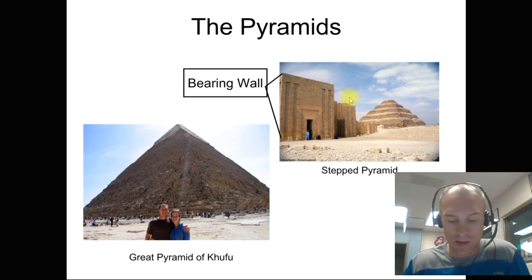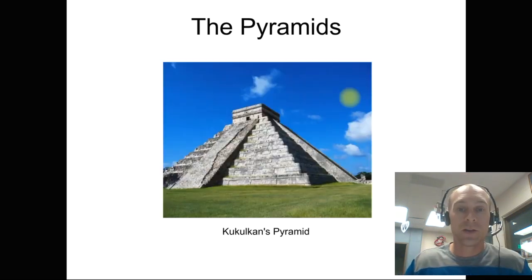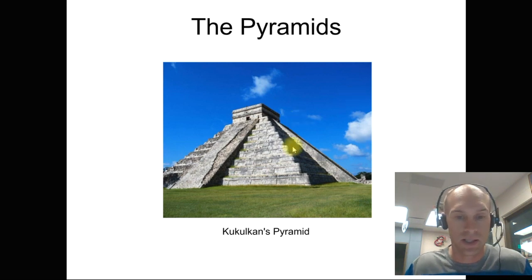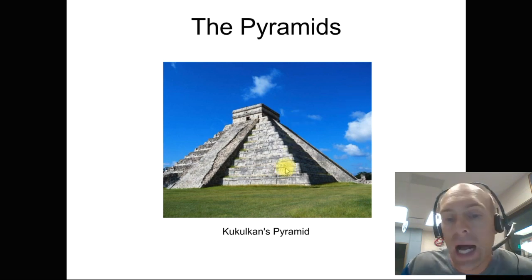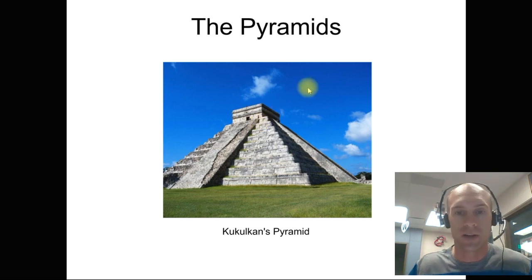Not a lot of rain in Egypt, so there are a lot of buildings that don't even have roofs in Egypt. The Egyptians were not the only ones who built pyramids. This one is in the Americas. It's Kukulkan's pyramid, and it was in Yucatan, Mexico for astronomical purposes. It wasn't built as a tomb, but just to look at the stars and study the stars and things like that.